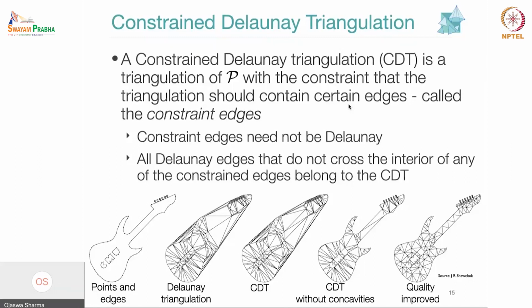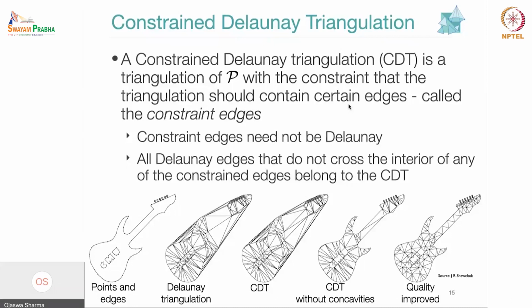So, two things. Constraint edges need not be Delaunay. So the triangulation is no more Delaunay in that sense. That is, not all triangles will satisfy the empty circle criterion. And all Delaunay edges that do not cross the interior of any of these constraint edges belong to the CDT. That is to say that intersecting Delaunay edges are not part of this triangulation, because it has to respect the constraints.